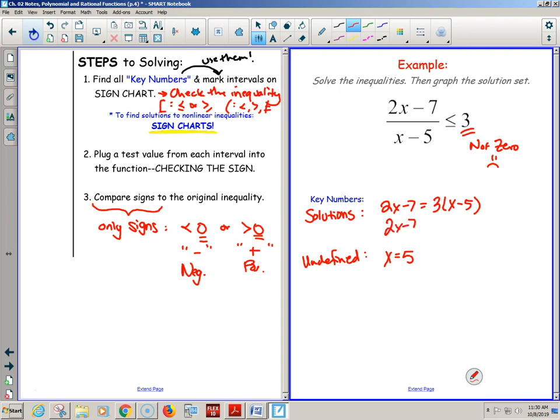So I have 2x minus 7 equals 3x minus 15. You guys okay with the algebra? Doesn't this lead us to 3x minus 2x is 1x, negative 7 plus 15 is 8. I get x, double check me, I think equals 8.